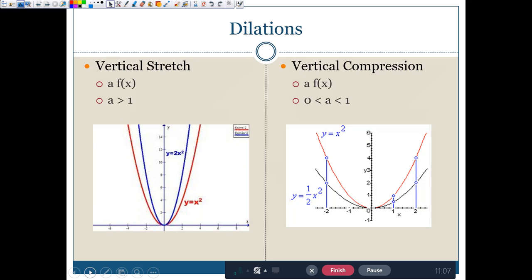So a stretch is we're going to be multiplying the entire equation by a value, like a. And a is going to be larger than 1 if it's a stretch. If it's a compression, a is going to be a fraction. It's going to be in between 0 and 1.